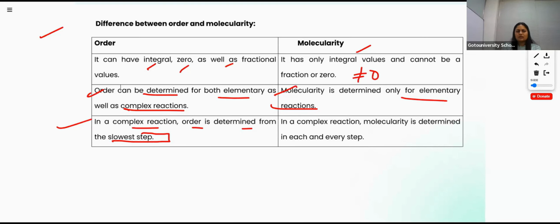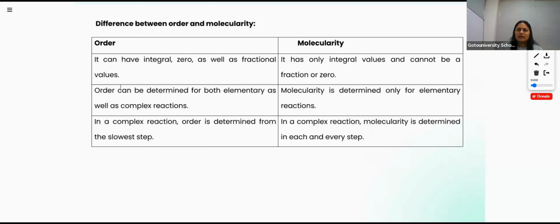Complex reactions are what? Reactions which have more than one step. And in a complex reaction, molecularity is determined in each and every step. In each and every step, there is a change in the number of molecules as the reaction is taking place. All right.